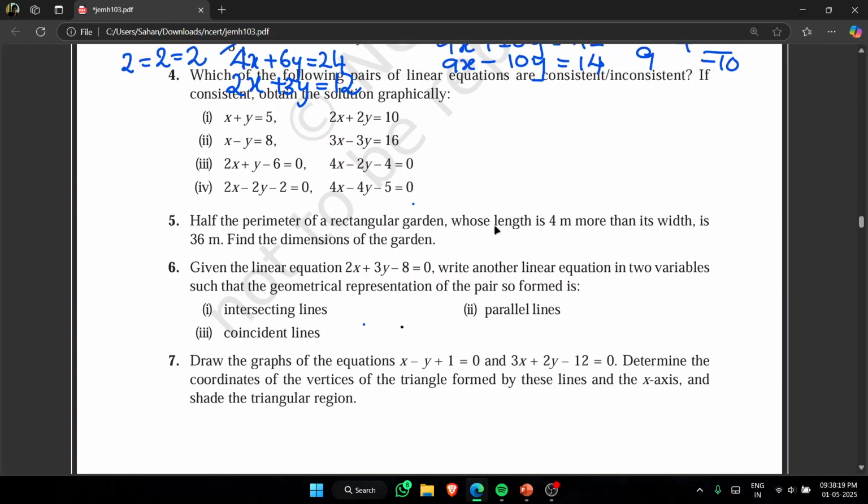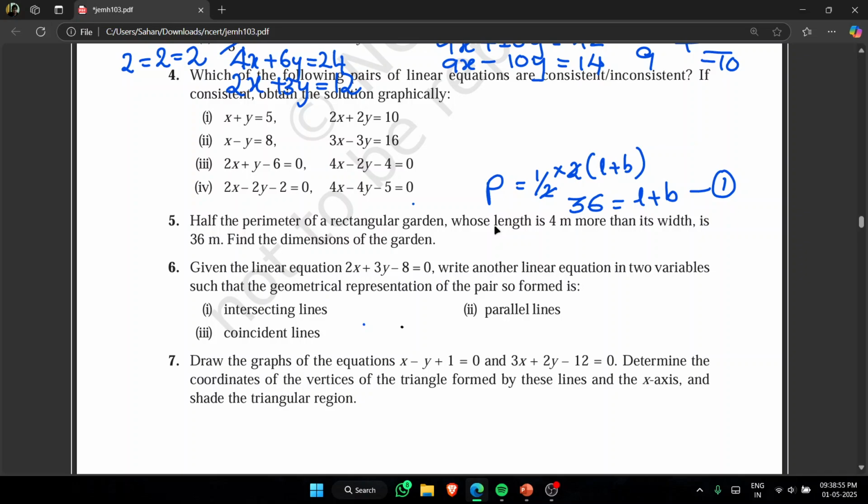Read carefully. Half of the perimeter of a rectangular garden, whose length is 4 more than its width, is 36. Half the perimeter of the rectangular garden is L plus B, since the perimeter is 2 times L plus B and we cancel the 2. They told us it is 36, so 36 equals L plus B. I get my first equation.